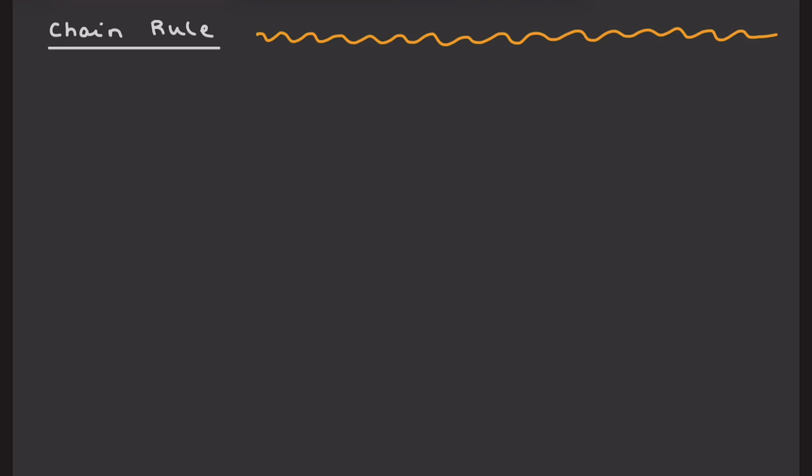Hey everyone! So today we're going to talk about one of the most powerful tools in differentiation, which is the chain rule. Basically, it's a tool that you use whenever you have a function living inside another function. But before we talk about the chain rule, we have to understand what a composite function is.